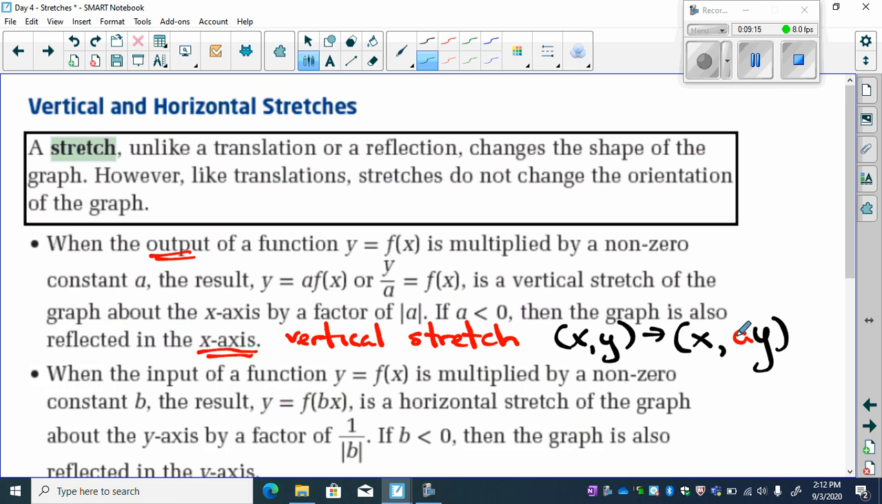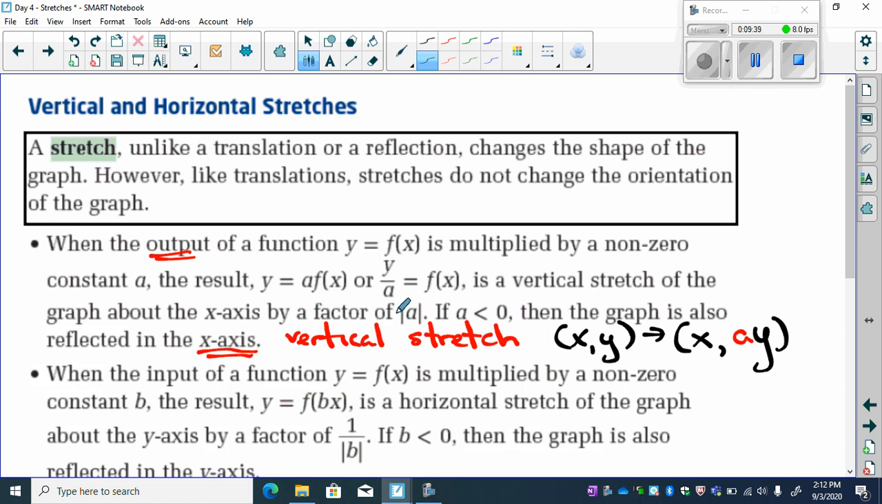All that means, if it's a negative 5, is that you are actually applying two transformations, a reflection and a stretch. You would be vertically reflected in the x-axis because it's a negative, and you would be vertically stretched about the x-axis. So a couple things, if we read this, it is a vertical stretch of the graph about the x-axis by a factor of absolute A.